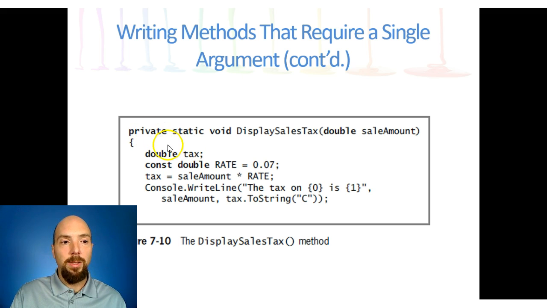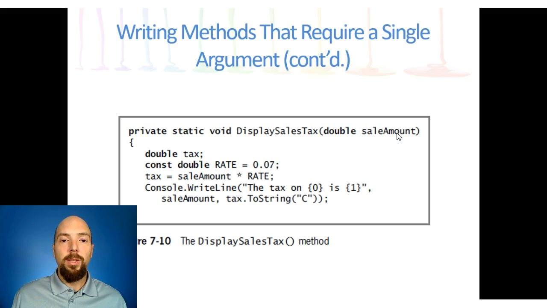It's private, which means that all of its variables only exist for the purpose of this method. Nobody else can see its variables. Static, we can just simply call it. Void, it's not going to return anything back to whatever method called it. And the name of it is display sales tax. And it's going to take in a double value and call it sale amount.